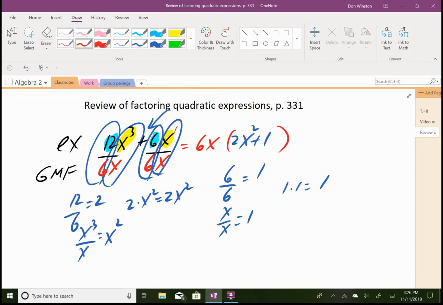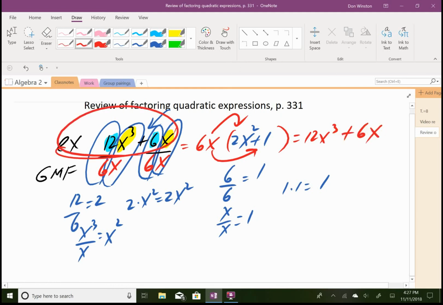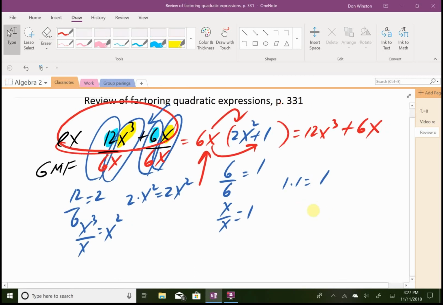So again, let's just check. We should always check. 6x times 2x squared is equal to 12x cubed, and then 6x times 1 is equal to 6x. And that's what we started with, 12x cubed plus 6x. So 12x cubed plus 6x factors into two terms. One, a monomial, 6x, and the other one, a binomial, 2x squared plus 1. And then finally, one more, and then you can do some problems for me.